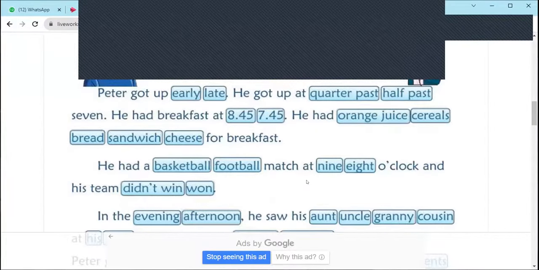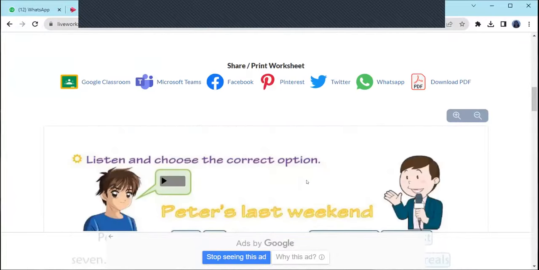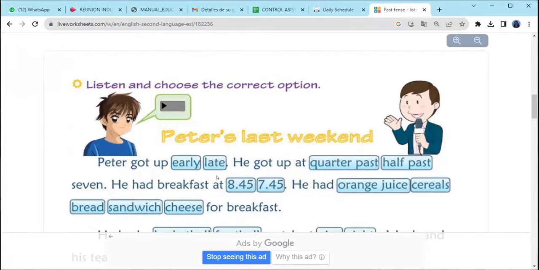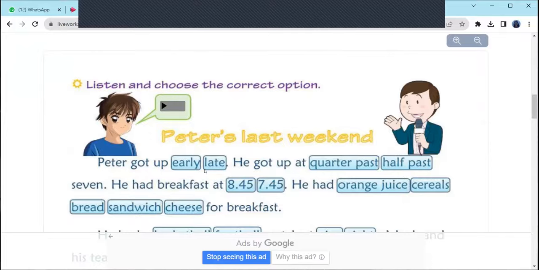Okay, so let's see. This is a listening exercise. It says, listen and choose the correct option. Here, you click on listen, and he's describing Peter's last weekend. It's similar to the previous worksheet about simple past. We are reviewing simple past tense. So here it says, Peter got up early or late. He got up at 4:15. So here you're going to click listen.